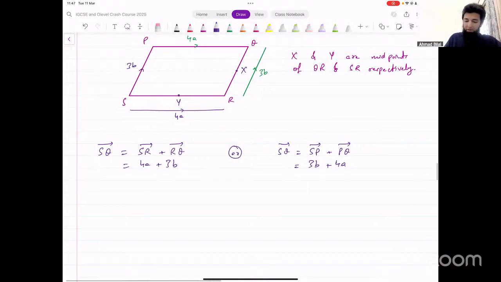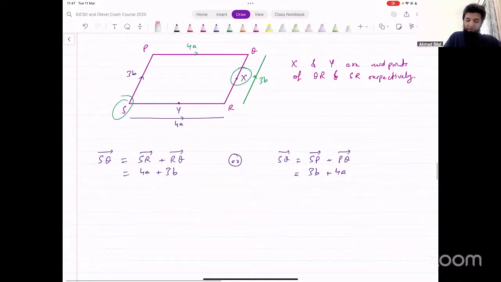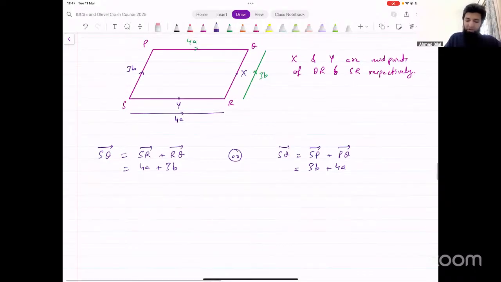Now, what about vector SX, for instance? If we had to find the vector SX, what would that mean?